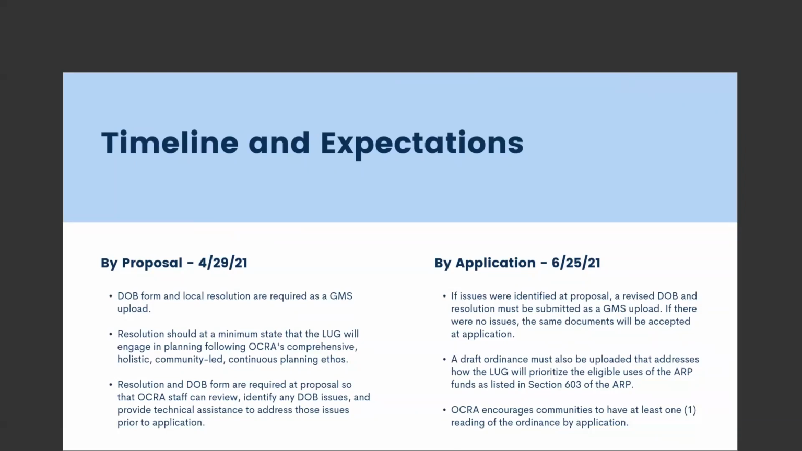Additionally, by application, we are asking for at least a draft ordinance that outlines your receiving of ARP funds and lists all of the elements identified in Section 603. Now, again, based on the State Board of Accounts guidance, you are going to need that by the end of May. So this is something that you should have, or at least be in the process of having. Again, because of that timeline set by SBOA, we really are encouraging you to have at least one reading of the ordinance by application.